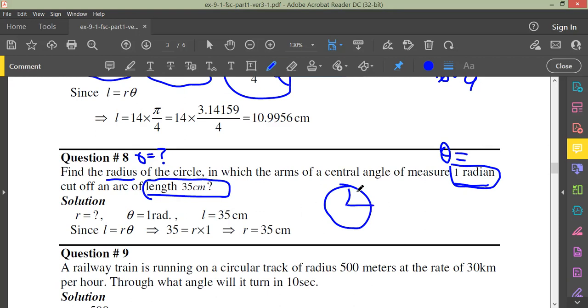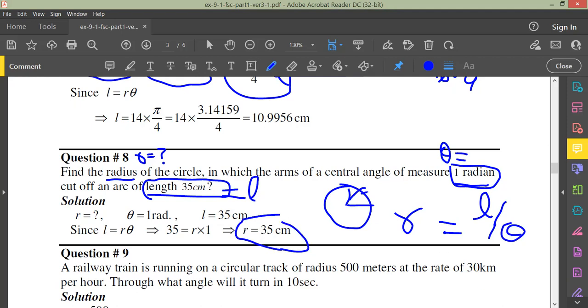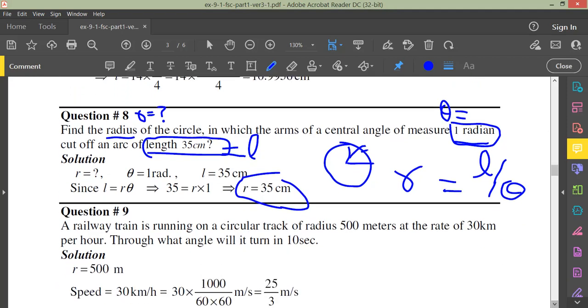If we cut an arc of 35 centimeters, this will be equal to the value of L. So R will be equal to L over theta. After putting in the values, our final answer will be that the radius is equal to 35 centimeters.